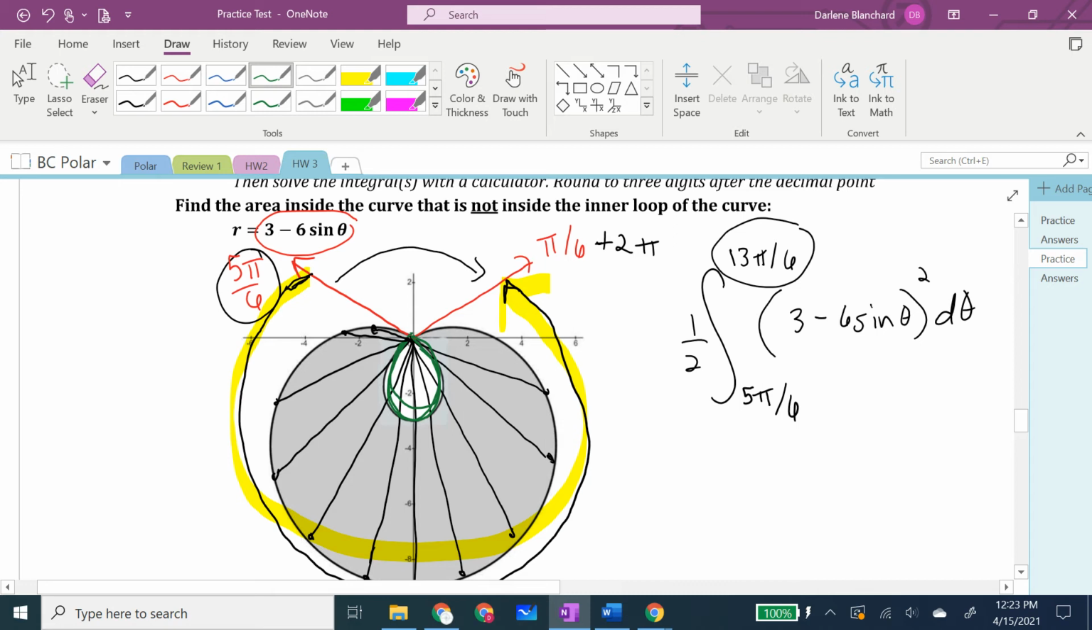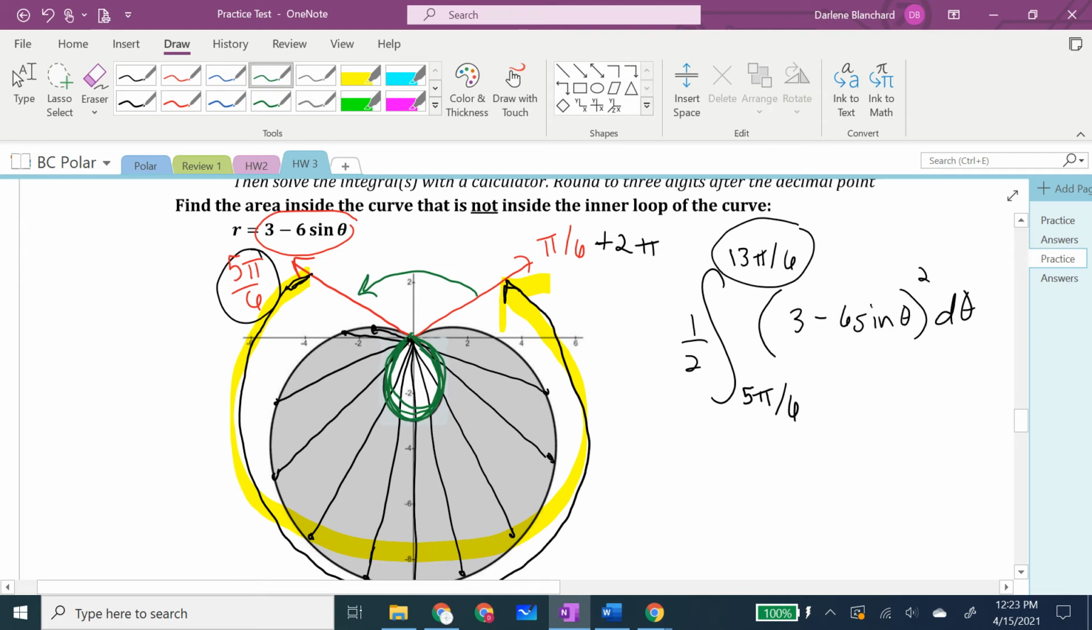So then the issue of, you need to have this not be part of your area, because right now it is. So what you have to realize is, what are the angles that create that inner loop? Even though you don't see the graph between pi over 6 and 5 pi over 6, those are the angles that create it. And when your formula is 1/2 r squared, it doesn't matter if r is negative, it's going to square it.